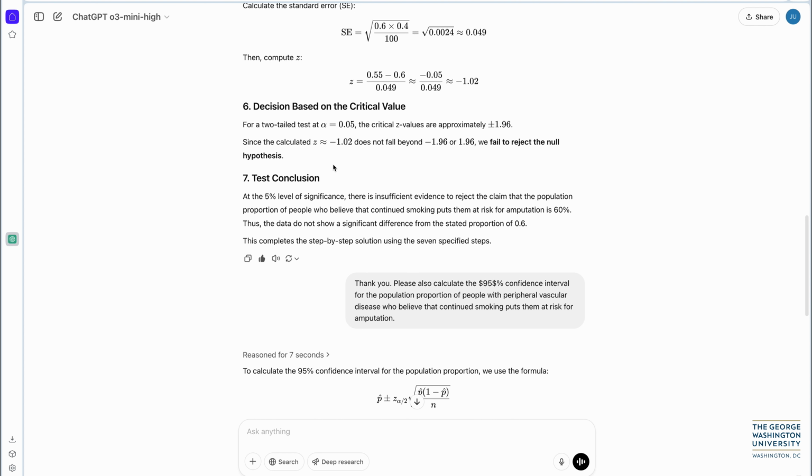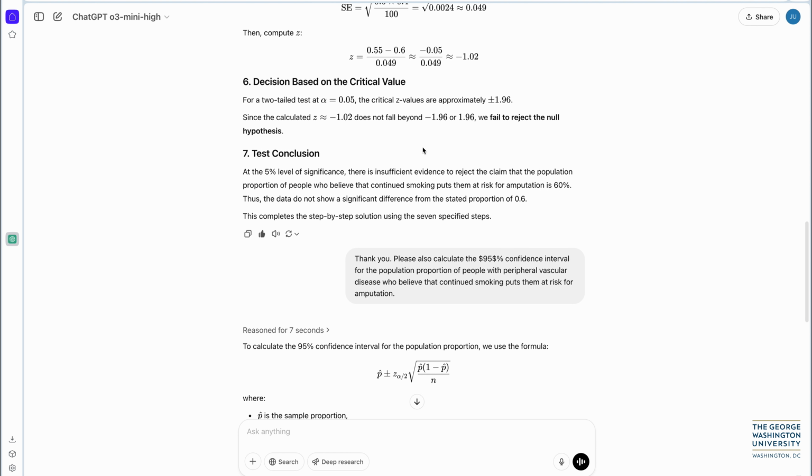Decision rule based on the critical value. For a two-tailed test at alpha equals 0.05, the critical z values are approximately plus or minus 1.96. You can use your software for that. You can use spreadsheet software to calculate these values. But for the z distribution, I think it's just nice to memorize these, plus or minus 1.96. Of course, the calculated z value does not fall beyond negative 1.96 or positive 1.96. So we fail to reject the null hypothesis.